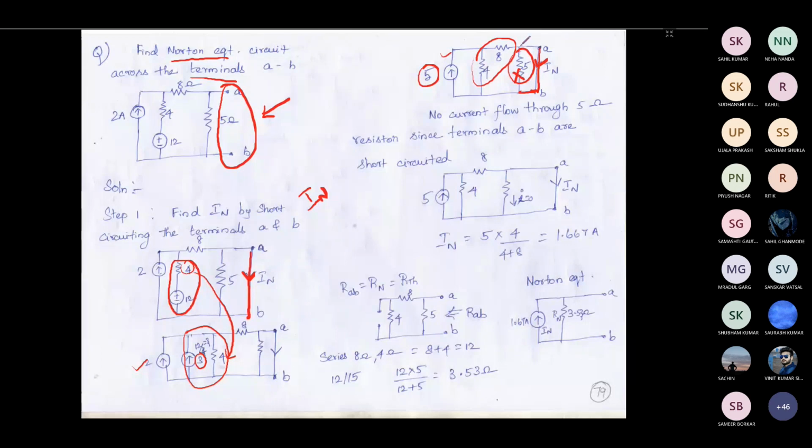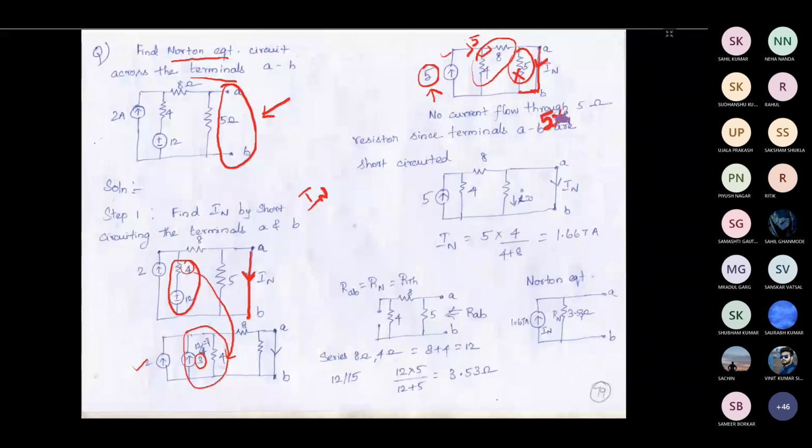Okay, so already as I said, there will not be any current flow through this 5 ohm resistor. So the current will be divided among the 4 ohm and this 8 ohm resistor. So totally 5 ampere current is flowing in this. This is 5 ampere that is going to flow. So for finding current division, 5 into opposite resistance.